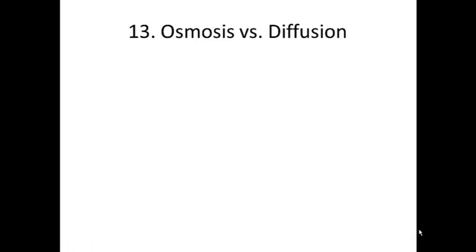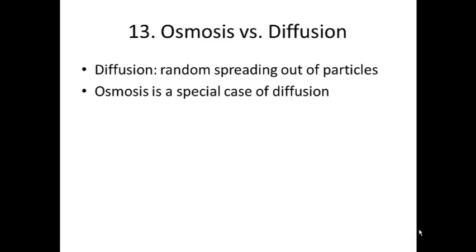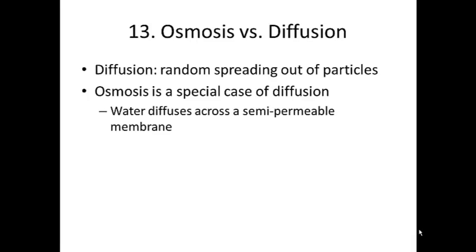Next question is asking us about the difference between osmosis and diffusion. So diffusion, as we saw on the last slide, is just random spreading out of particles, and it's just due to their collisions. Osmosis is a special case of diffusion. This is where the thing that is diffusing is water, and it is diffusing across a semi-permeable membrane. So the difference is diffusion could be anything. Osmosis is specifically water across a semi-permeable membrane.